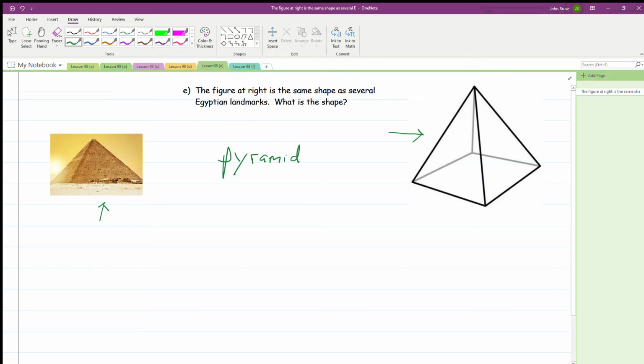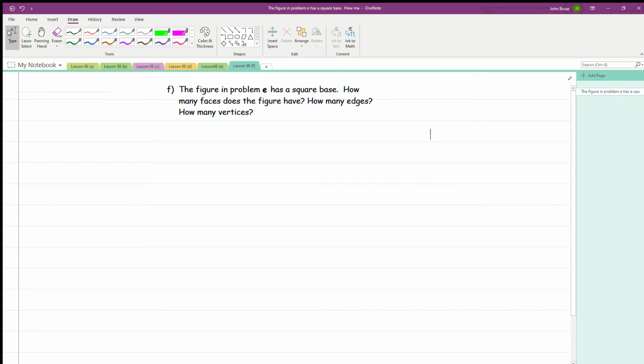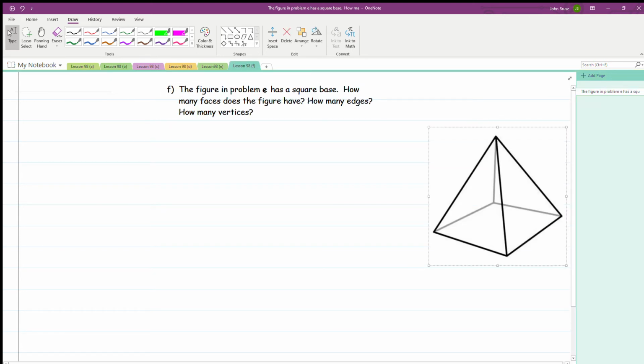Let's go over here and select this picture. I'm going to make a copy of it real quick so we can look at it on the next question. Put it over here to the right. There you go. It says the cylinder in problem E has a square base. If you can see, the base down here is square. How many faces does the figure have? When we're talking about faces, we're talking about the flat sides. So here's a side.